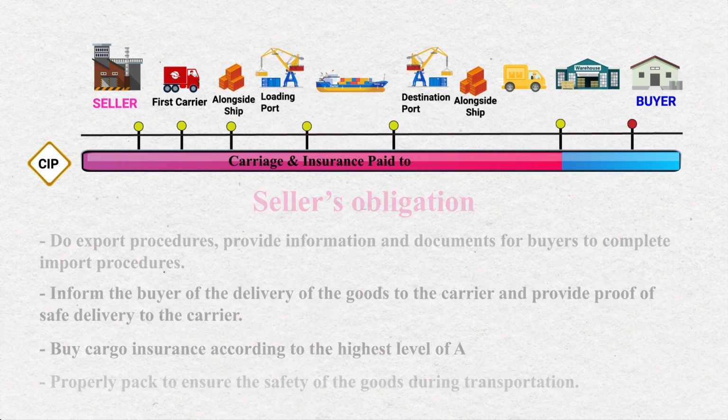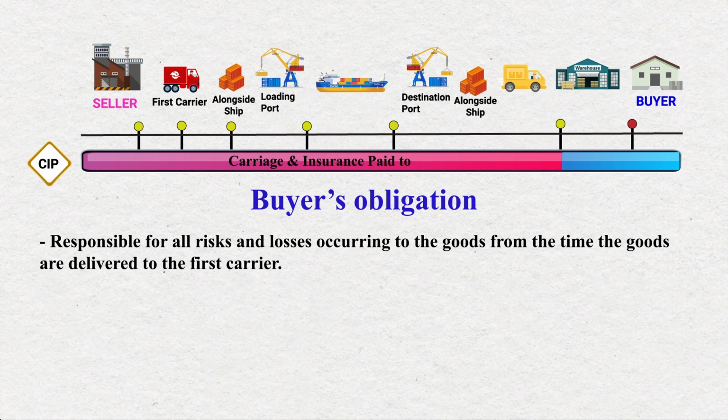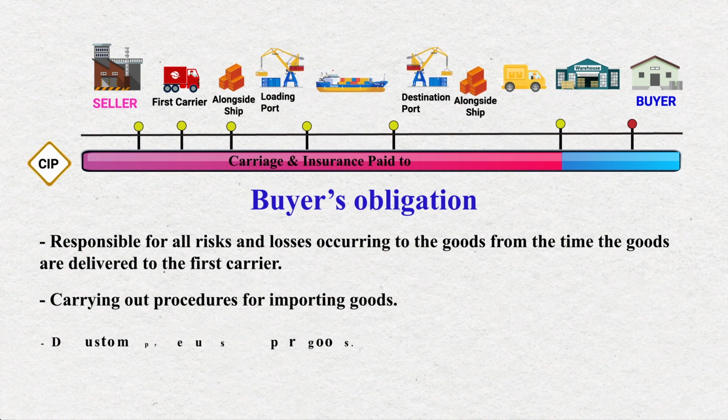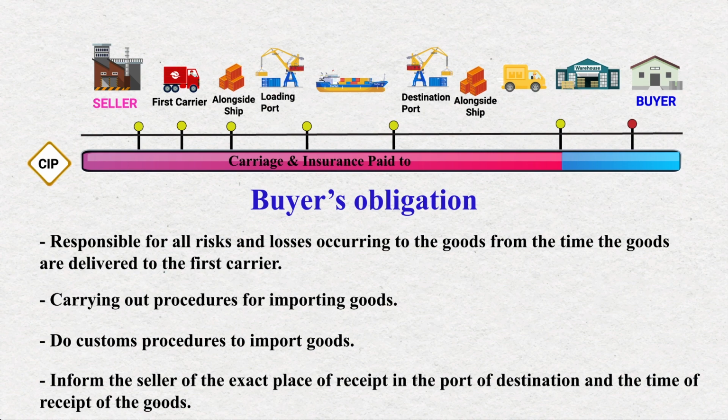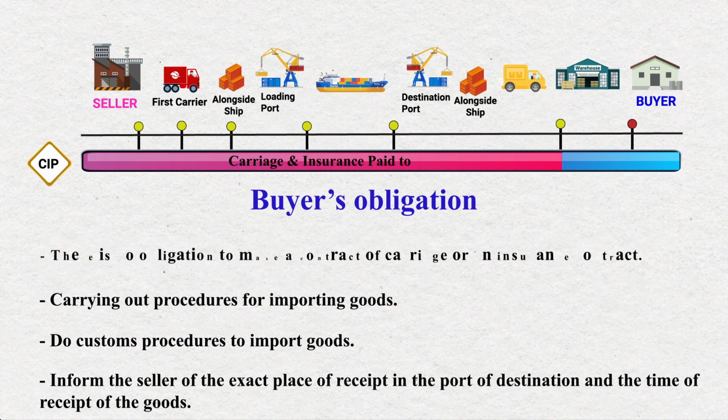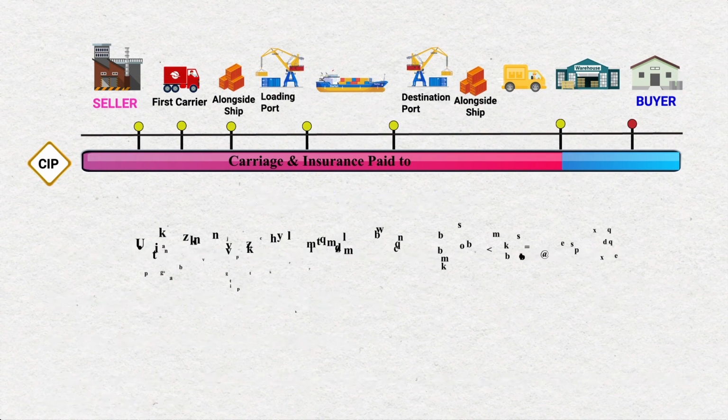Buyer responsibilities include: responsible for all risks and losses occurring to the goods from the time the goods are delivered to the first carrier. Carrying out procedures for importing goods. Do customs procedures to import goods. Inform the seller of the exact place of receipt in the port of destination and the time of receipt of the goods. There is no obligation to make a contract of carriage or an insurance contract.